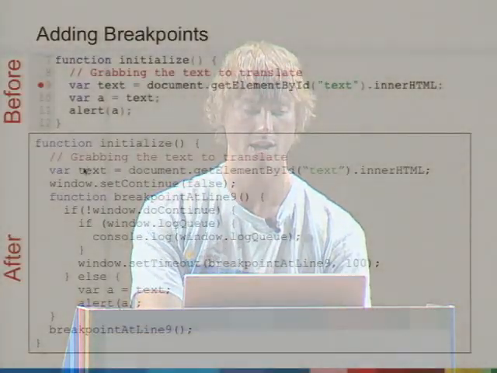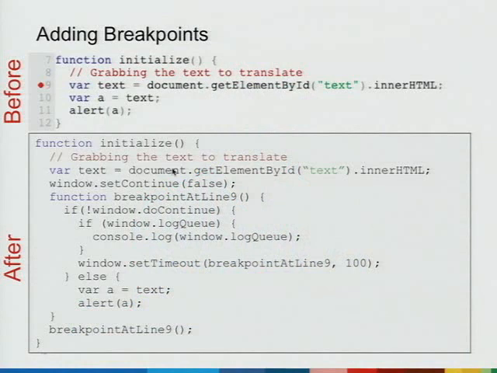So this is interesting. I just wanted to point out that variable A equals text and alert A, those are now possible because it's a closure, and so those still have access to this variable up here.